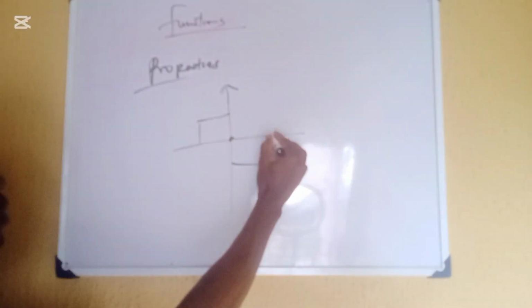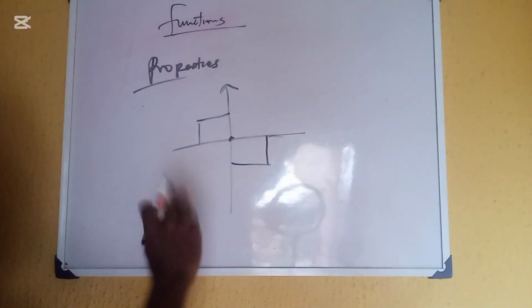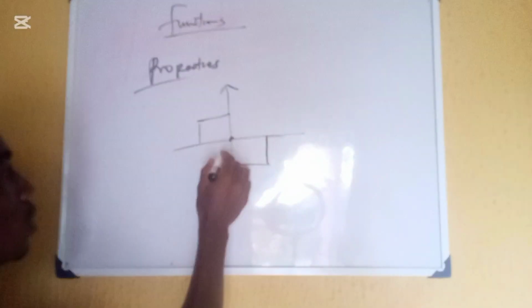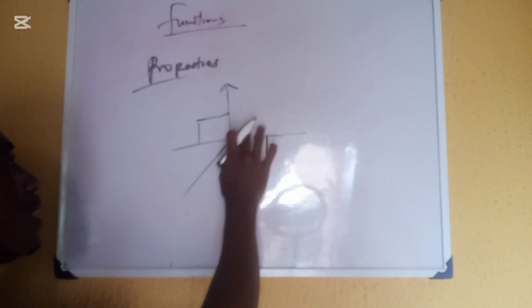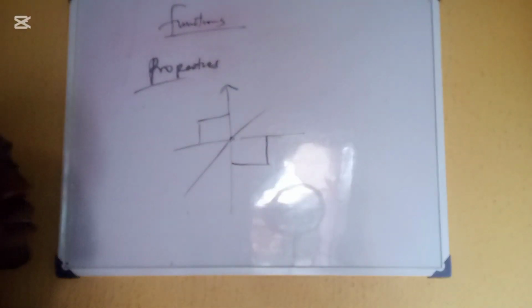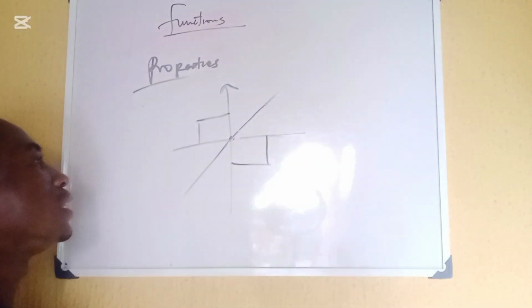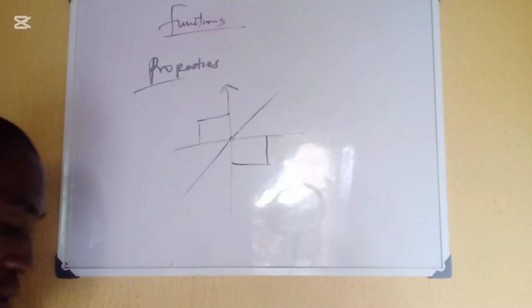So you can see that the shape here is the shape we have here, but they are opposites. While this one is facing up, this one is facing down. So when we have such a situation, take for instance, you have a straight line here, you have a straight line here that are exactly the same but opposite to each other. In that case, we say that the graph is symmetric about the origin.